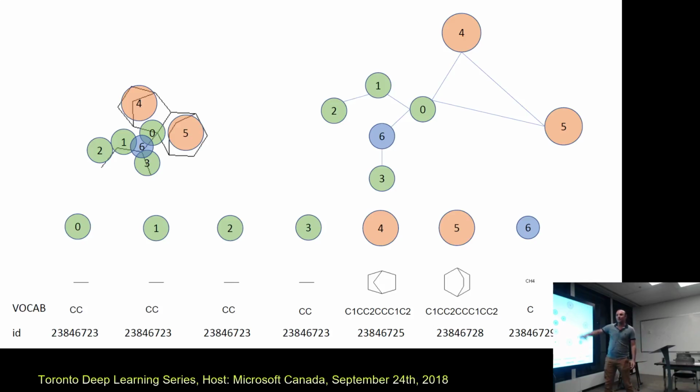Okay, so this is what we eventually end up creating. That's the vocab, and they end up providing a unique ID to each of the words. Molecules or components, but I refer to them as words.